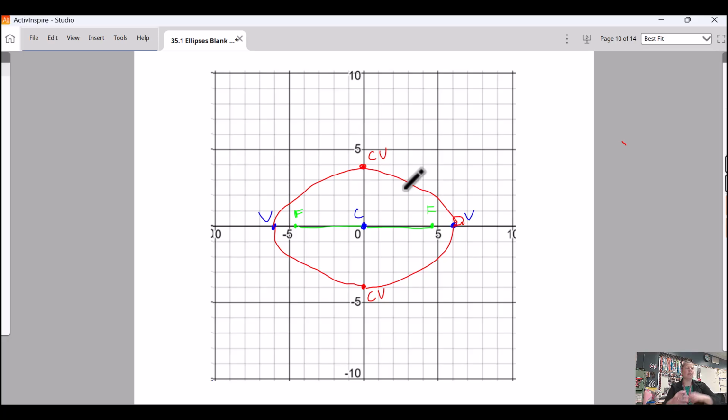What the focus points are doing is, as soon as those focus points separate, it's stretching my graph either horizontally or vertically, depending on which one has the major axis. So it's like stretching out my graph, stretching out my picture here.